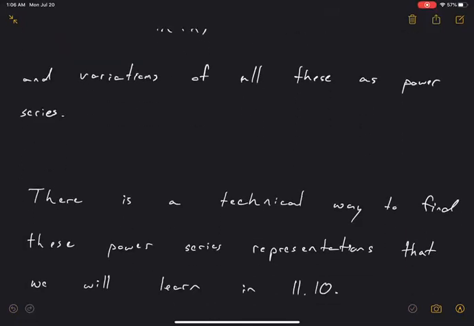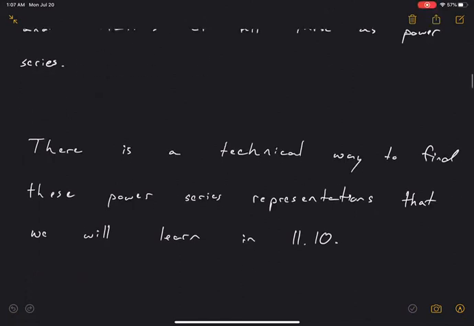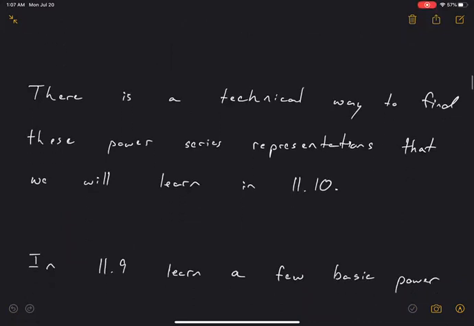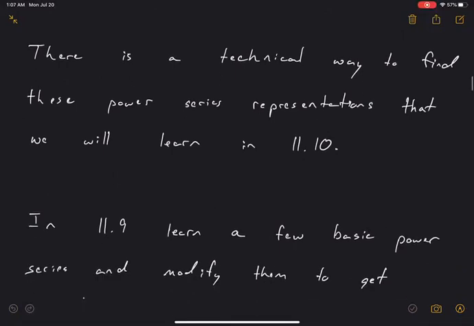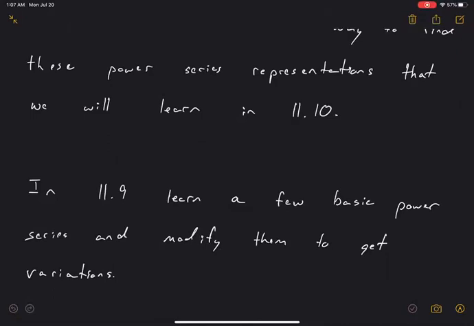So there's a very technical and general way to find power series for functions. If we have a differentiable function, we have a nice general way to find its power series. And we're going to get to that in section 11.10. But for now, what we're going to do in section 11.9 is start with one simple power series, and then modify it to get the power series for a bunch of other different functions.